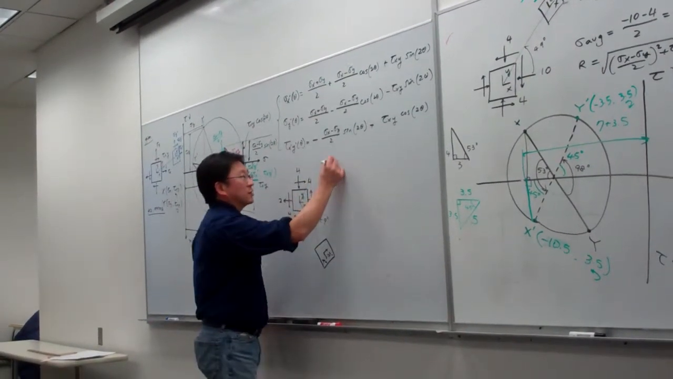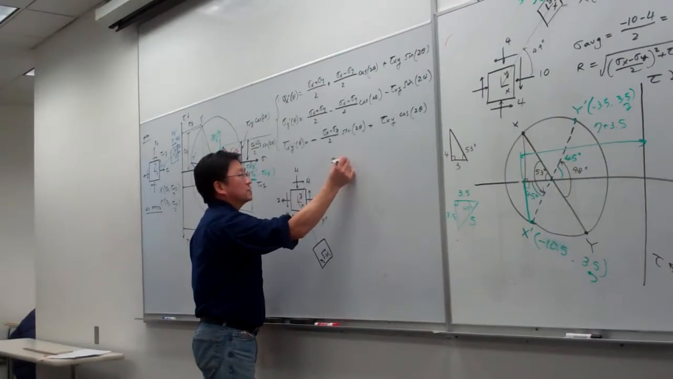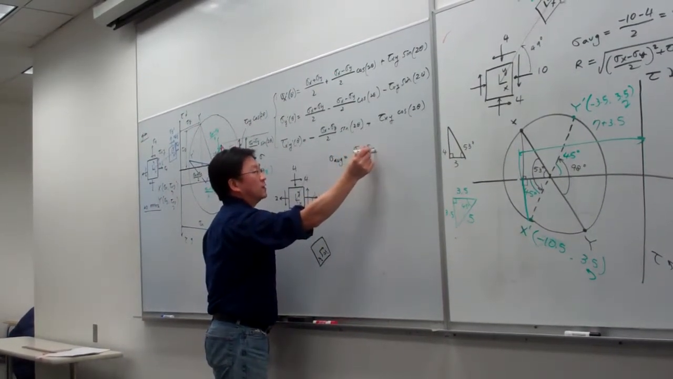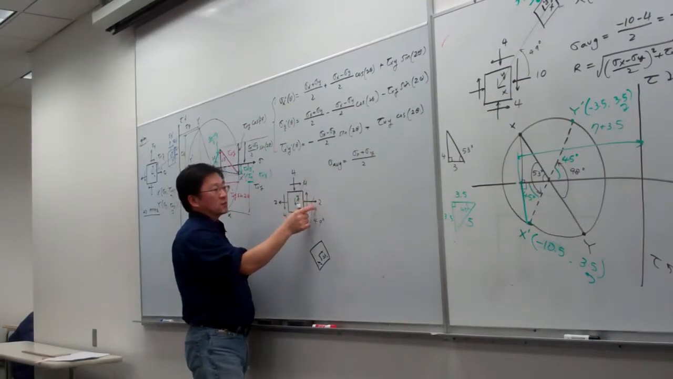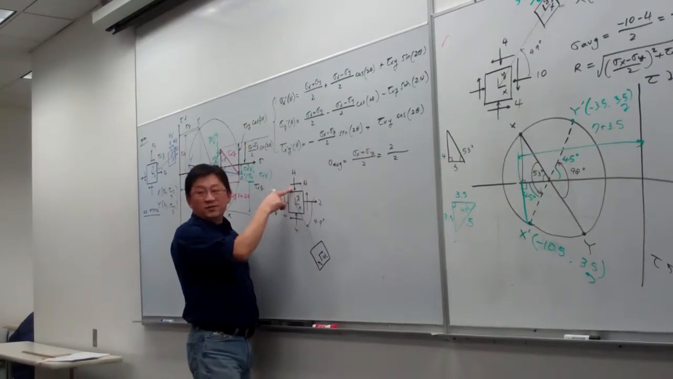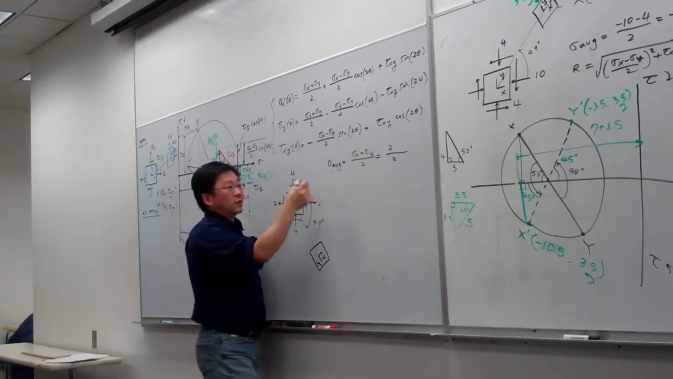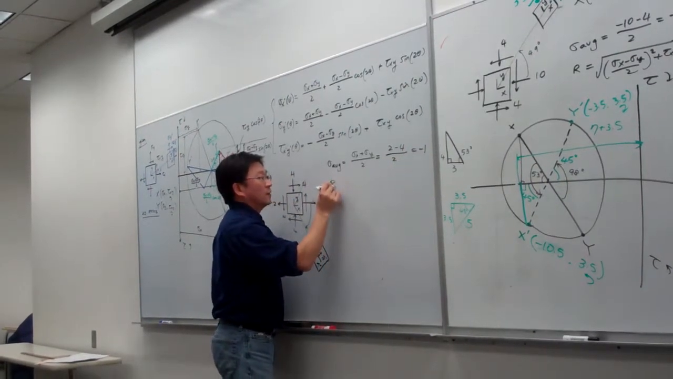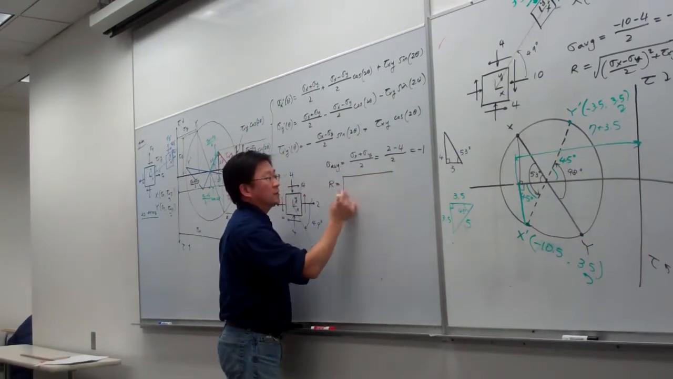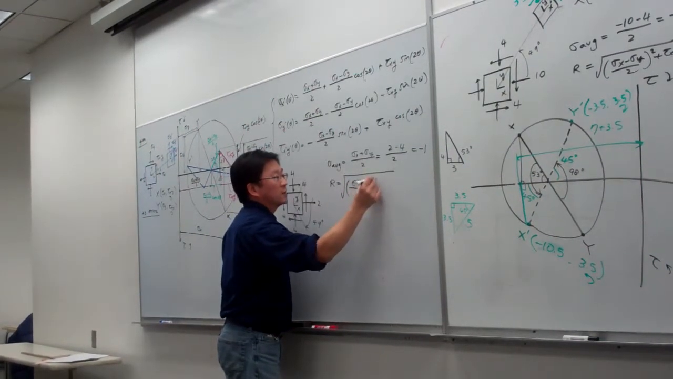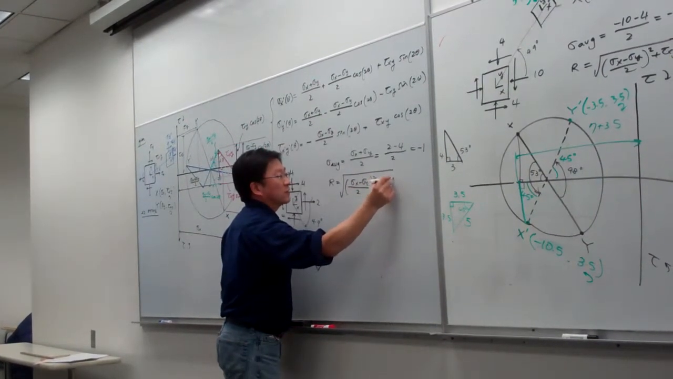So for the Mohr circle, we calculate the average first. The average is sigma x plus sigma y over 2. So for this case, sigma x is 2, sigma y is compressive, so that is minus 4. So this is minus 1. The radius equals the square root of sigma x minus sigma y over 2, squared, plus tau xy squared.